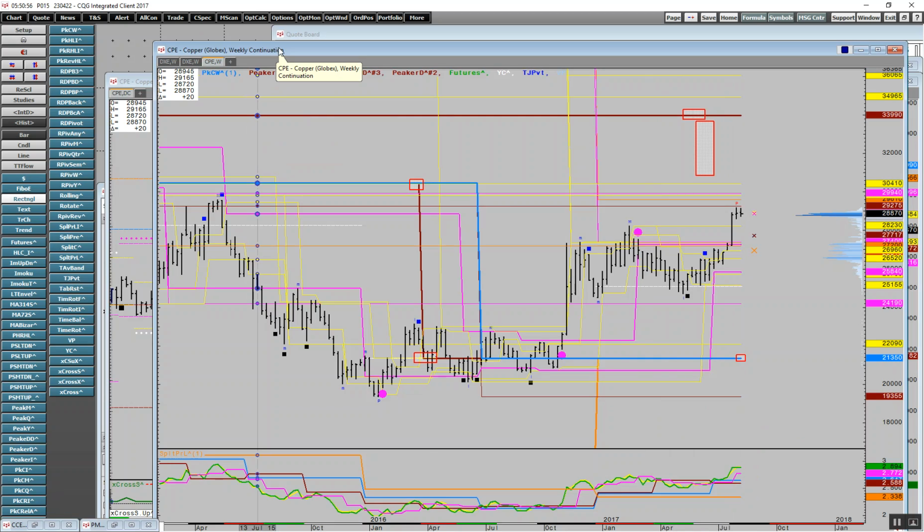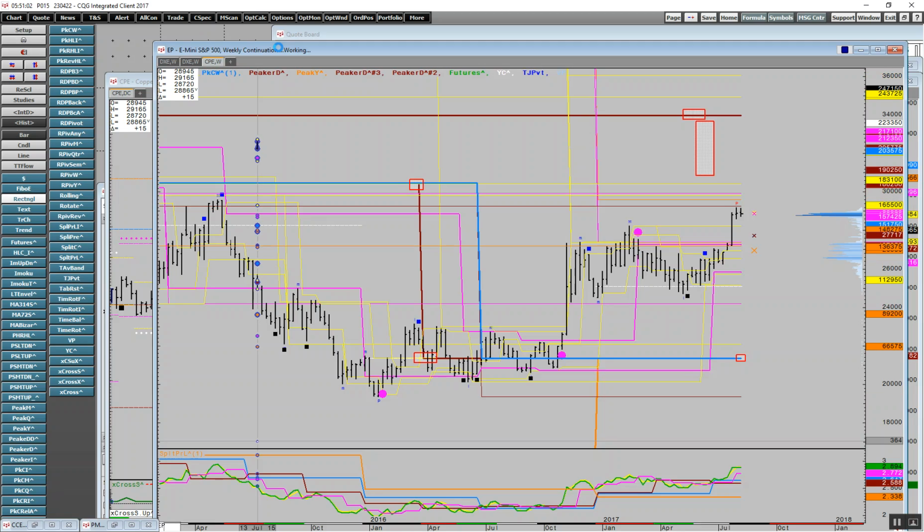Next, we might have a look at the indexes. So we've got the S&P 500 futures. Absolutely no reason to be short equities anywhere at the moment, particularly in the US, I should say.